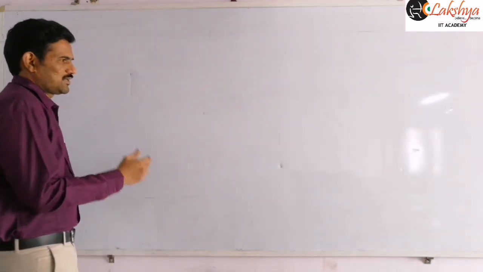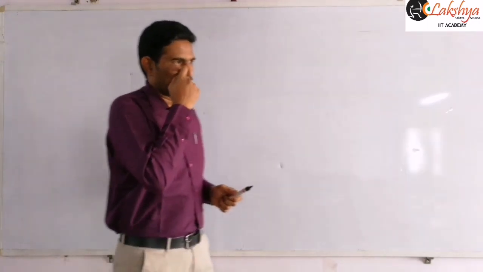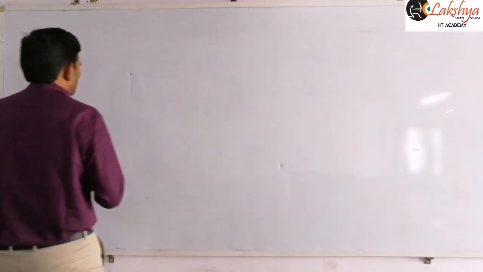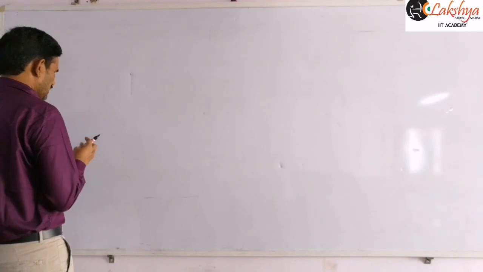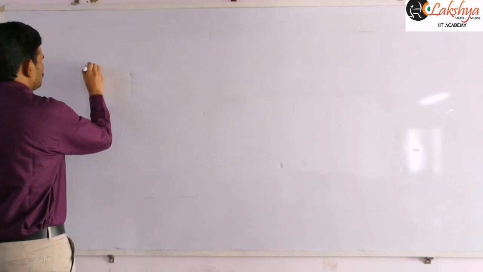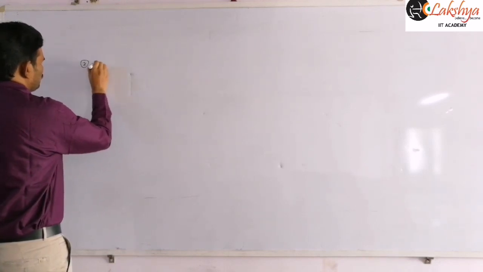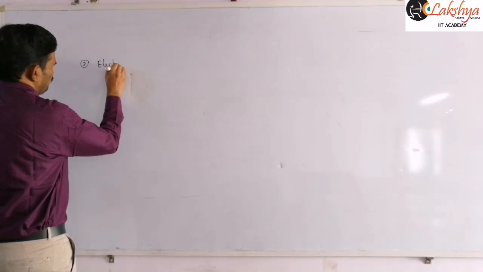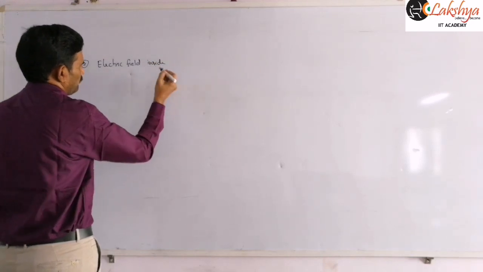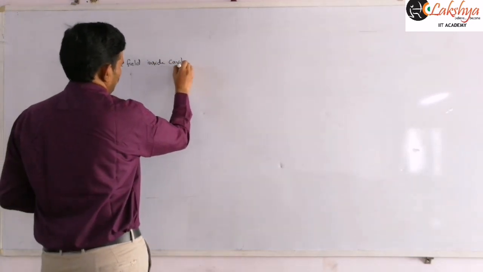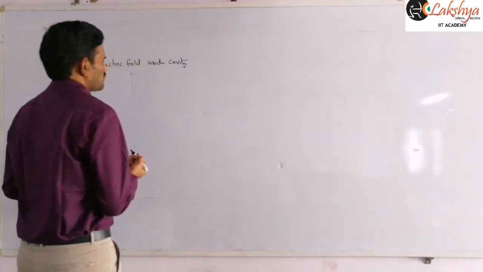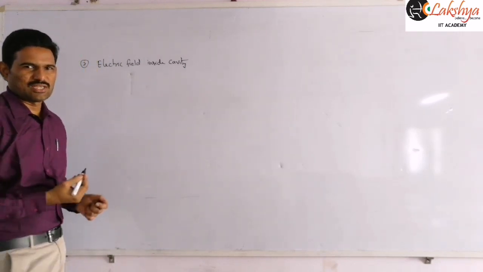So now let us continue that. I think we discussed nearly 6 points based on the Gauss law. Now let us continue with the electric field inside this cavity. So electric field inside the cavity is also what we call electrostatic shielding.